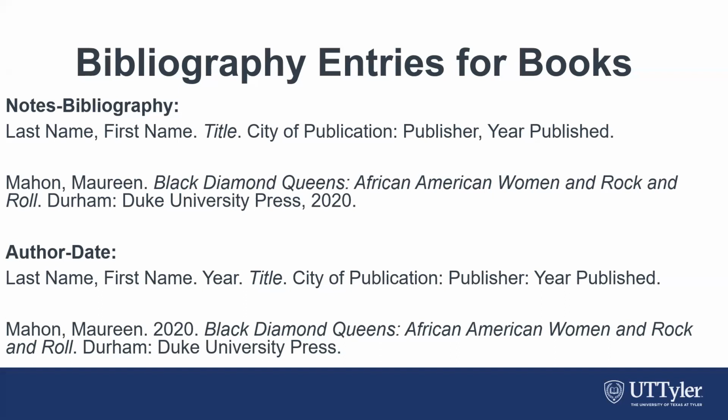In the author date, it's slightly different because it goes last name, comma, first name, period, and the year is right after the author's name, period, then the title, which is still italicized, period, city of publication, colon, and the publisher of the work. So that's how you would cite this book for this example.